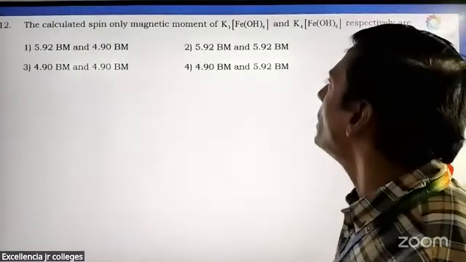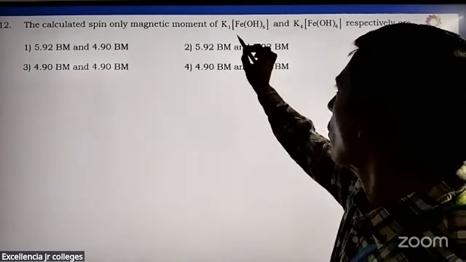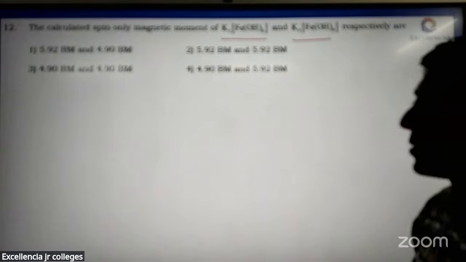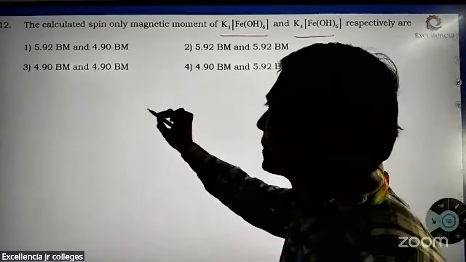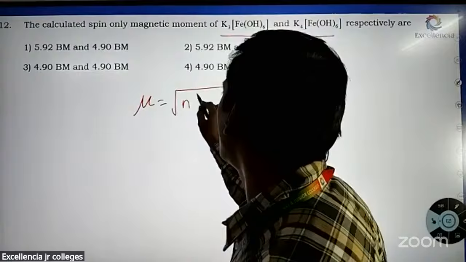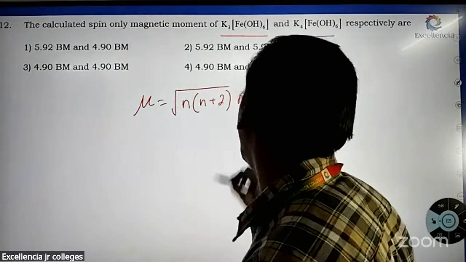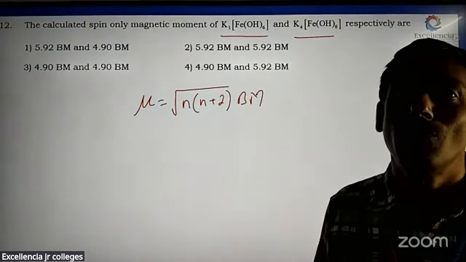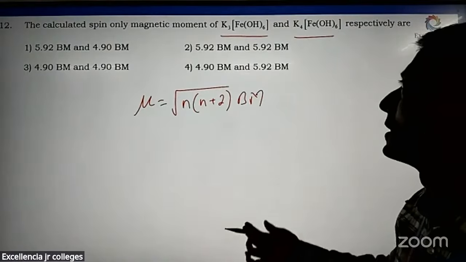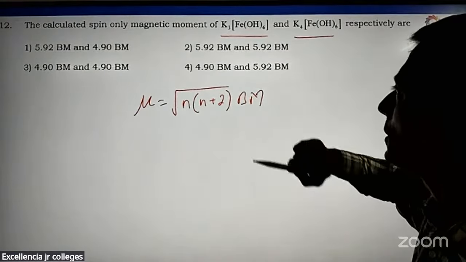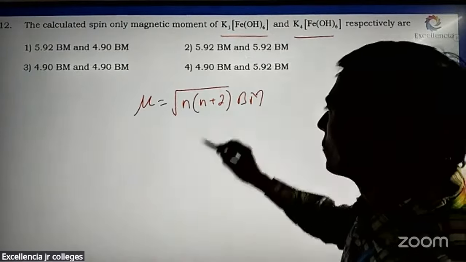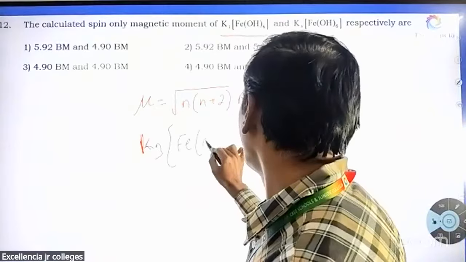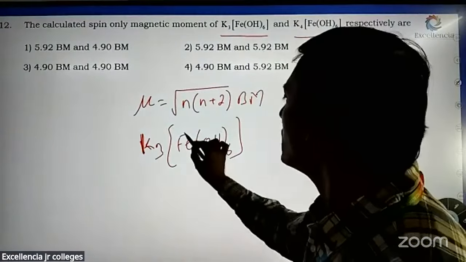The calculated spin-only magnetic moments of this compound and this compound respectively are asked. What is the formula? Spin-only magnetic moment mu is equal to root of n into n plus 2 Bohr magneton. In this paper, we are using this formula for the second or third time, so similar types of questions. Spin-only magnetic moment depends on the number of unpaired electrons, so go for the oxidation number. In the first complex, K3[Fe(OH)6], what is the oxidation state of iron here?